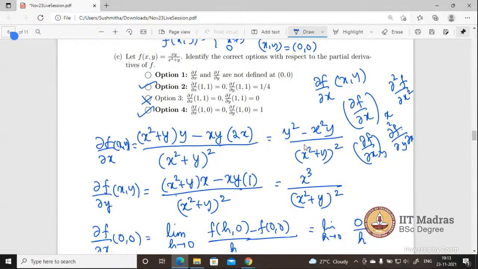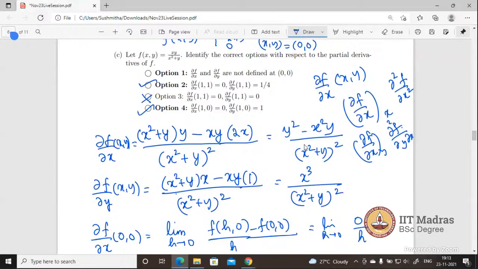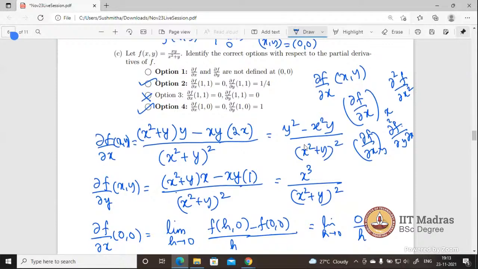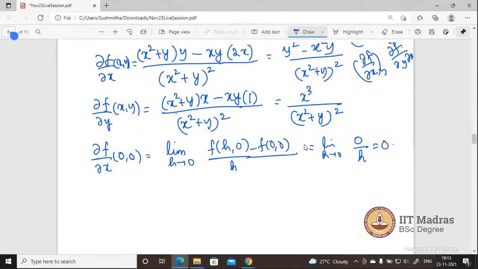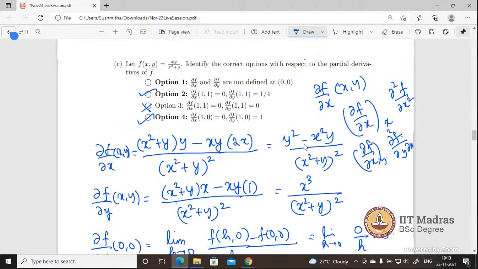Okay, so I need to check why this is not defined. Del f by del x at (0, 0). Shall I post it on discourse? I don't know why I'm getting 0 as the answer. Yes, ma'am, sure. But just check, ma'am, this.